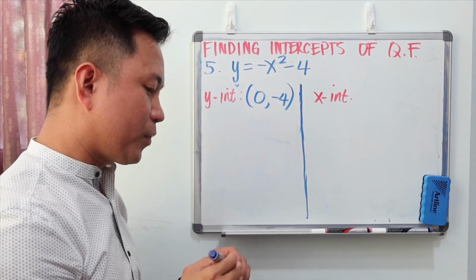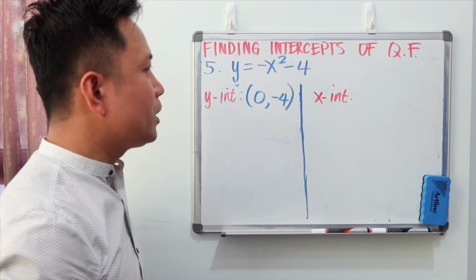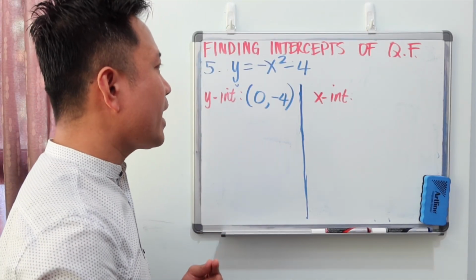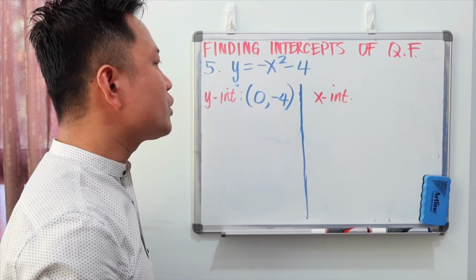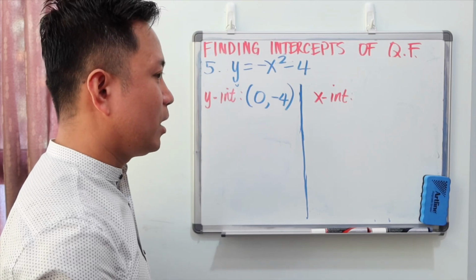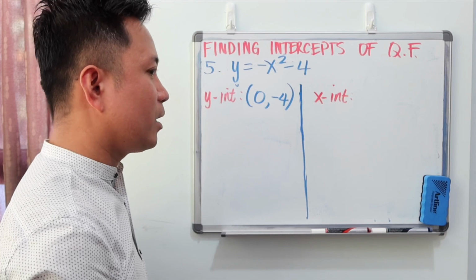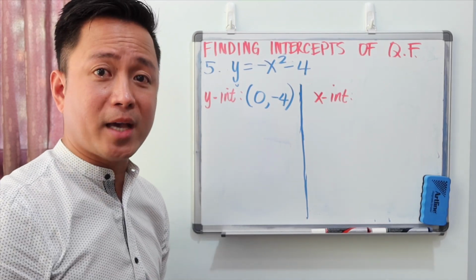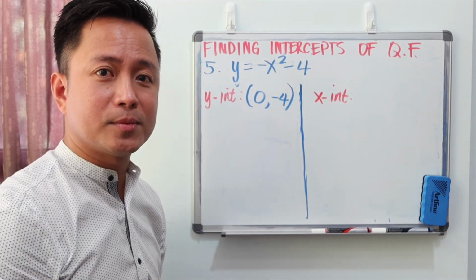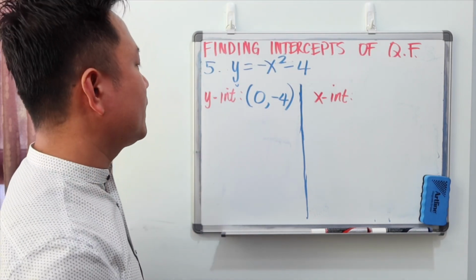Without solving yet for the x-intercept, we know that the y-intercept is 0, negative 4, which happens to be the vertex as well. And the graph is concave downward. So what do you think will be our x-intercepts? Right, let's explore that algebraically.